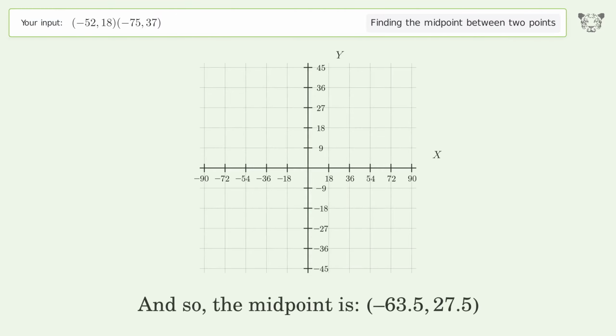And so, the midpoint is negative 63.5, 27.5.